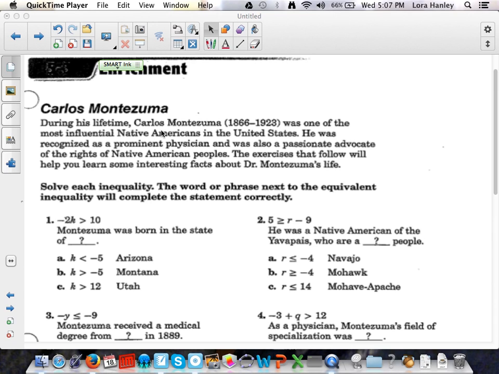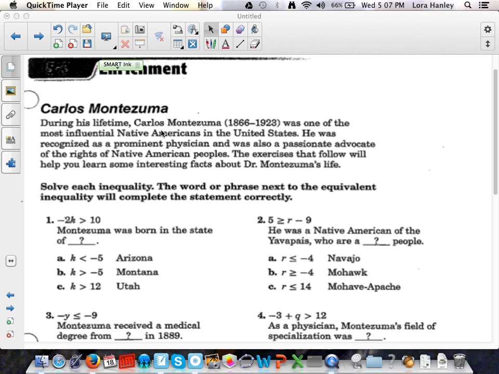Hello, this is Miss Hanley, and today we're going to learn about solving inequalities. We're going to start with some basic inequalities as a refresher, and then we're going to work our way into solving compound inequalities. Behind me on the board, you can see a problem involving some very simple inequalities, and when we answer those, we will figure out some different facts about Carlos Montezuma.